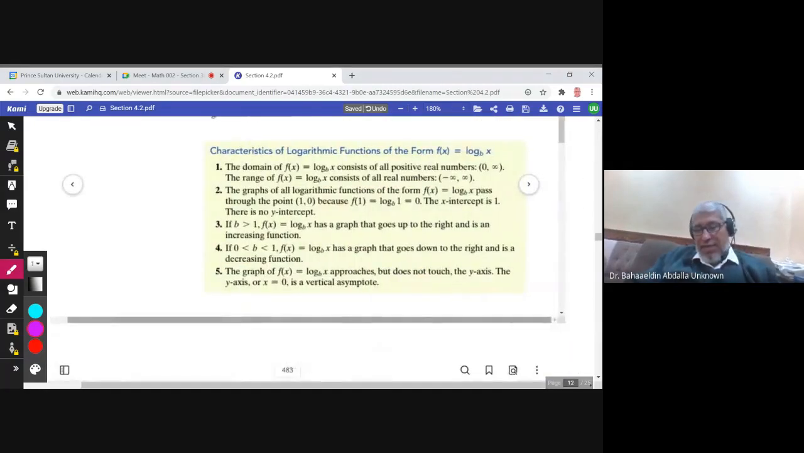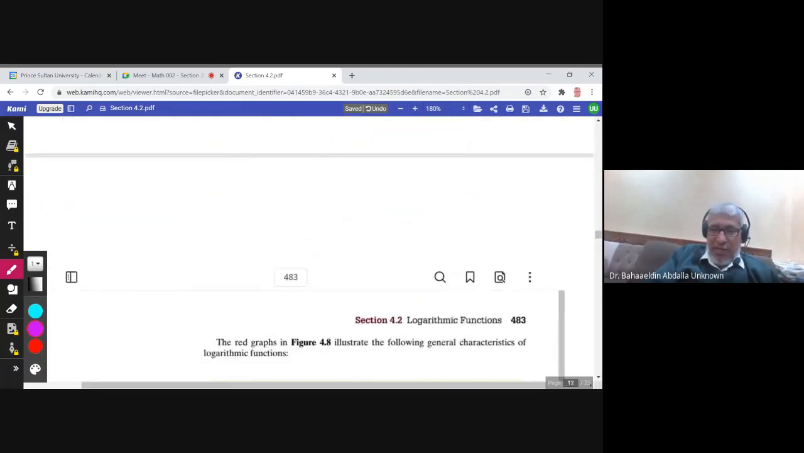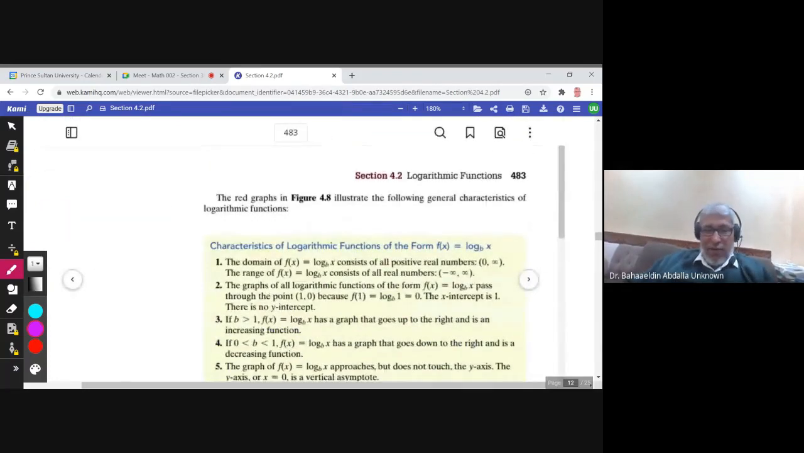These are the characteristics of these graphs. Okay, what are the characteristics? We have the domain. What is the domain of the logarithmic? It is the range of the exponential, which is from 0 to infinity. The range of the logarithmic is the domain of the exponential, which is all real numbers.